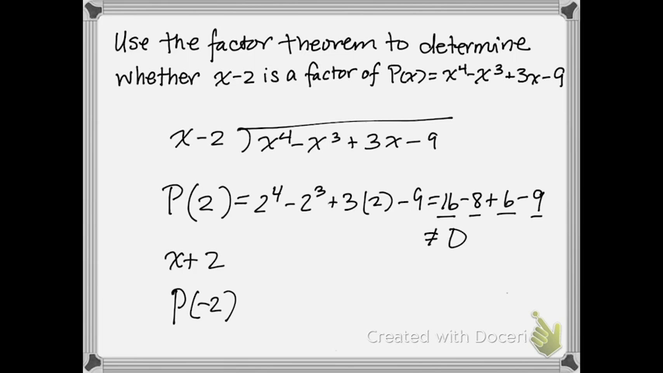Let's check x plus 2 as long as we have it here. And I'll try and go a little bit quicker here. So negative 2 to the 4th is 16. And then minus negative 2 cubed, that'll be plus 8. And then we'll go minus 6 minus 9. And that also does not equal 0. So that is the factor theorem. There's something else called the remainder theorem, but we will leave that for another time.